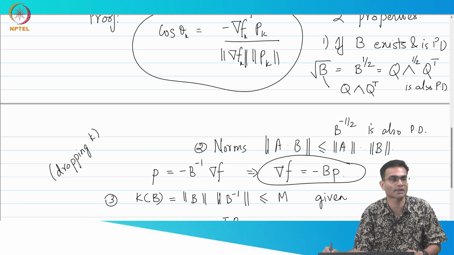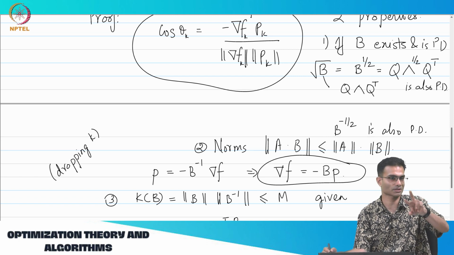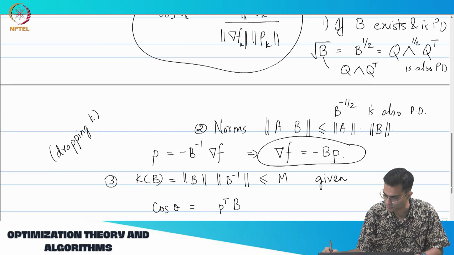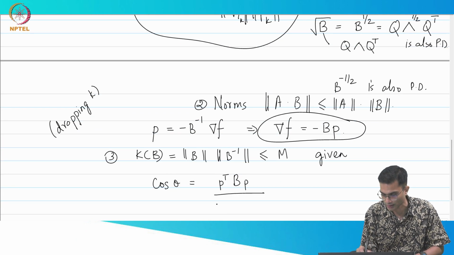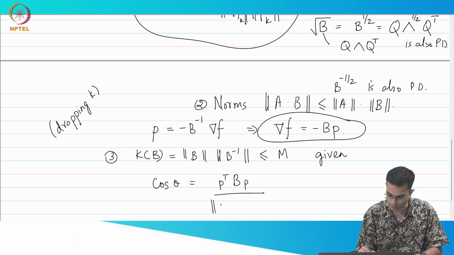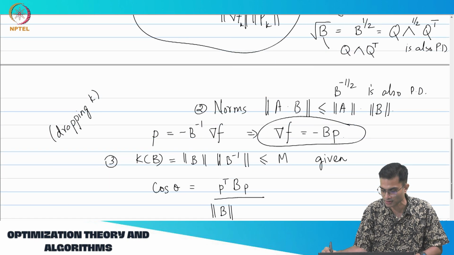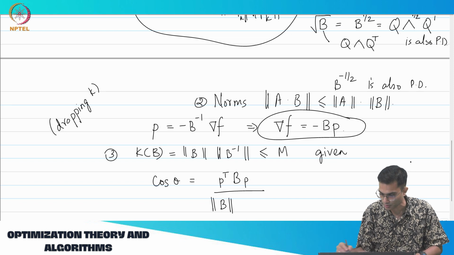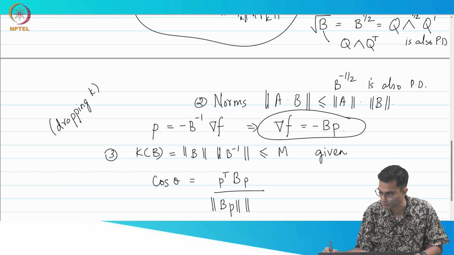B transpose, can I write it equal to B? The Hessian is always symmetric because the mixed partial derivatives are equal, right? So then I have P transpose B P. This is the numerator, and the denominator has the norm of B into P, and then what else do I have? I have the norm of P.